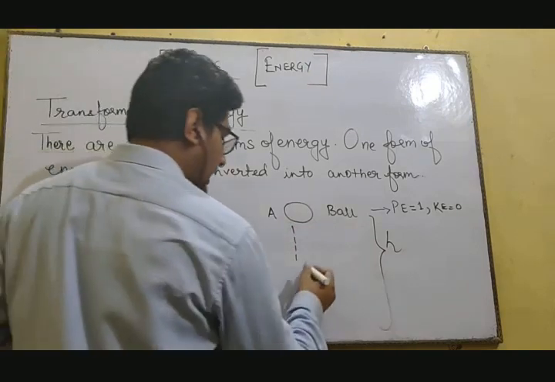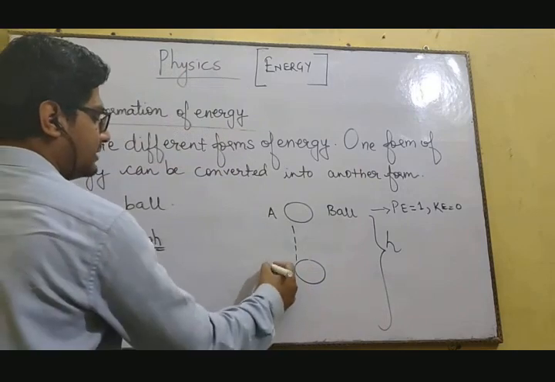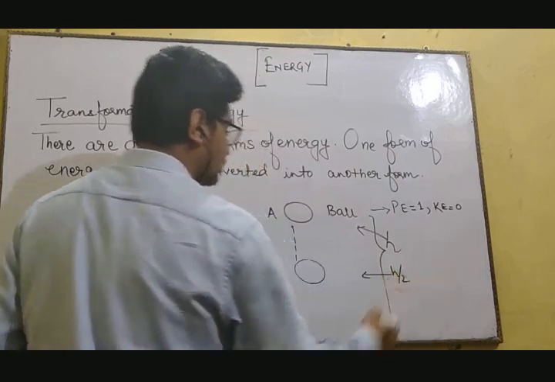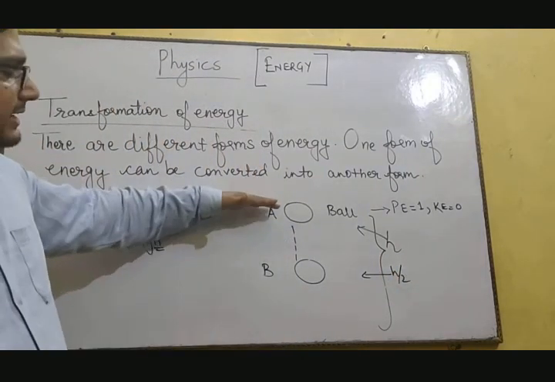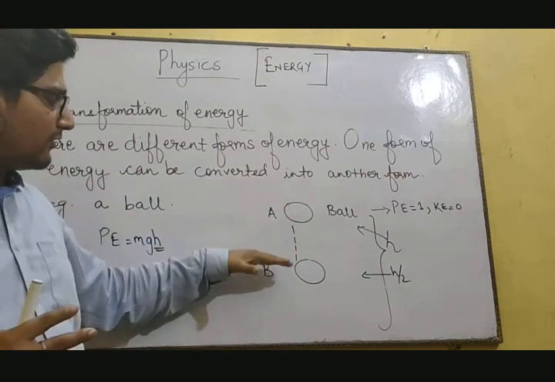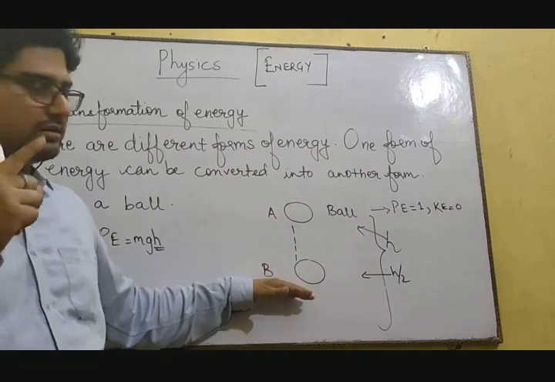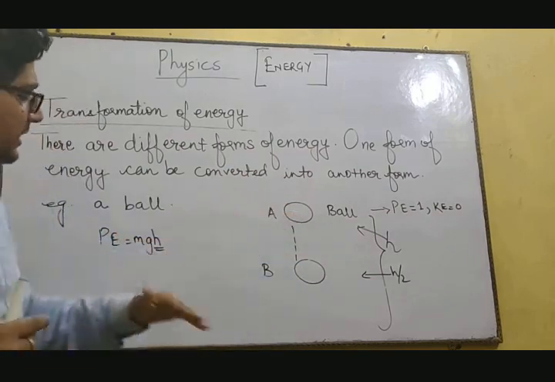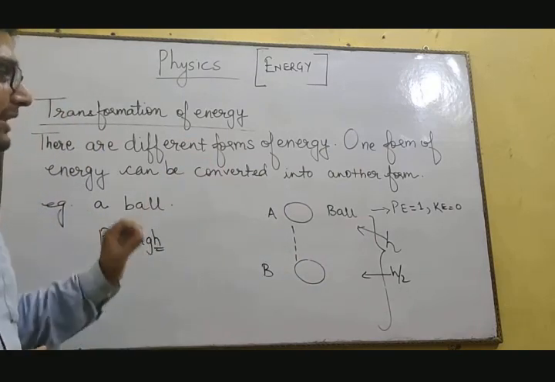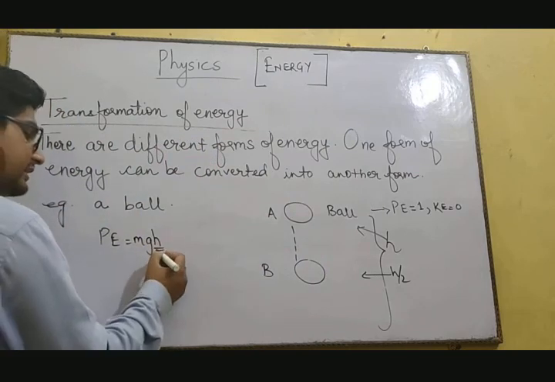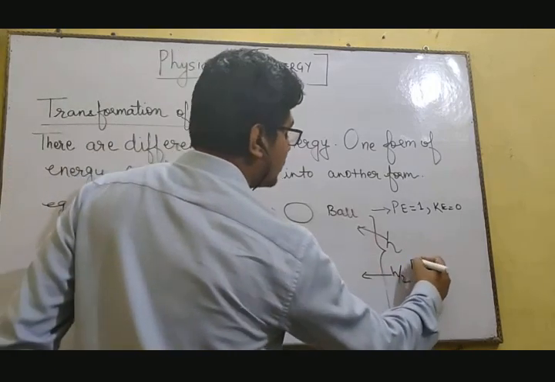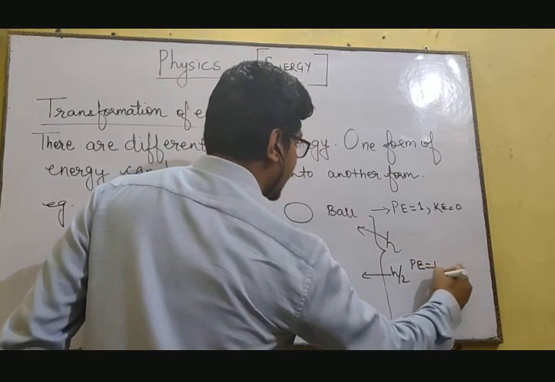Now suppose the ball has reached point B. Which point has it come to? It has come to height h upon 2. H upon 2 means whatever the total height was, the ball has now come to the middle. Suppose the ball was placed at 2 meters height. Now after falling down, it has come to a height of 1 meter. So the height has become half. Since the height has decreased, the potential energy will also decrease. The height earlier was h, now it is h upon 2, so the potential energy will also become half.